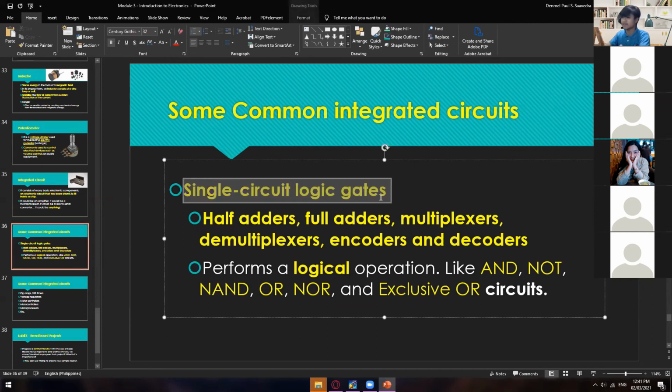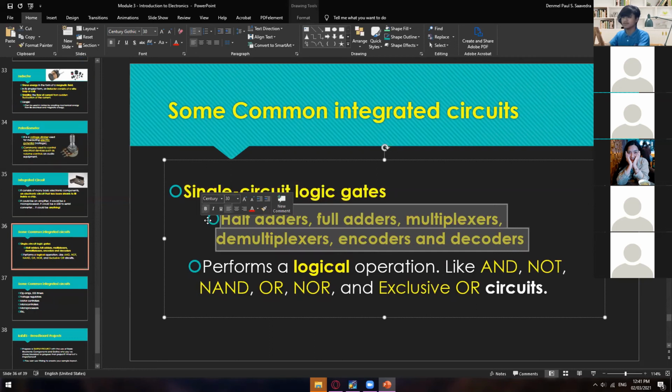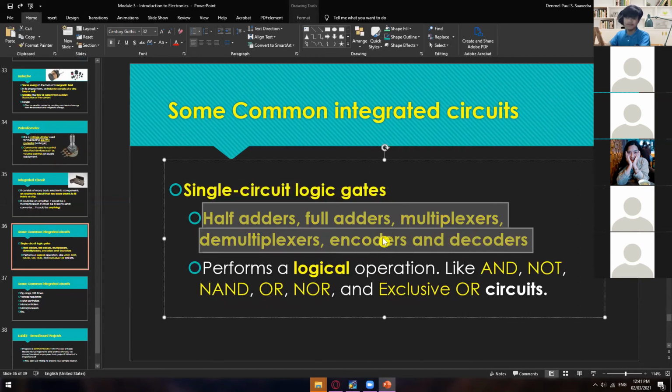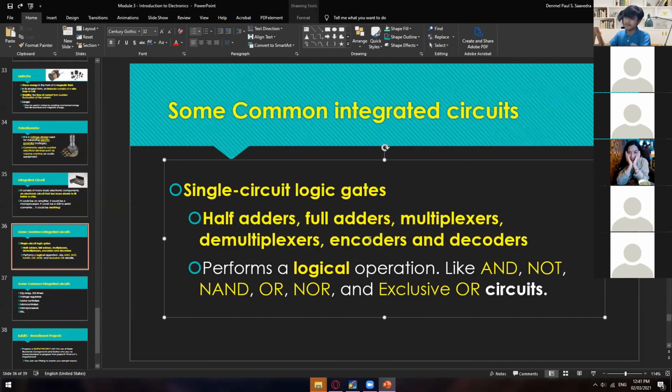So we have the single circuit logic gates. This is an IC. This is another IC, the half adder. This is another IC, the full adder. Then multiplexers, encoders, and decoders. All of those are individual ICs which serve different roles in our circuits. All of them, or some of them, perform a logical operation like AND, NOT, and we even have NAND, NOR, and exclusive OR. It's a combination of logical operations for them to work as a half adder, full adder, and multiplexers.